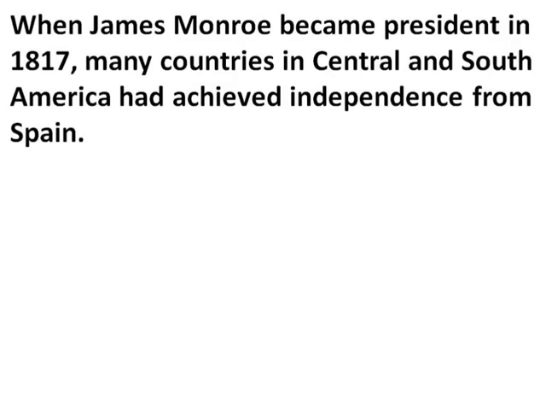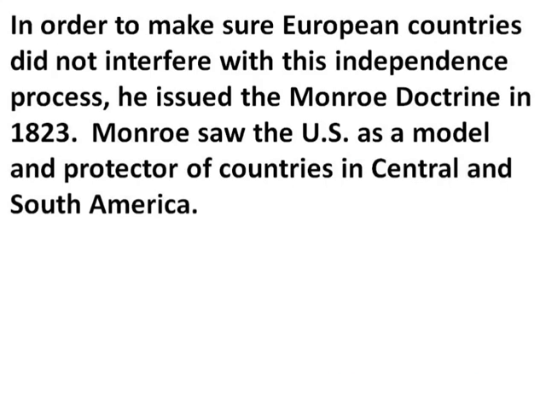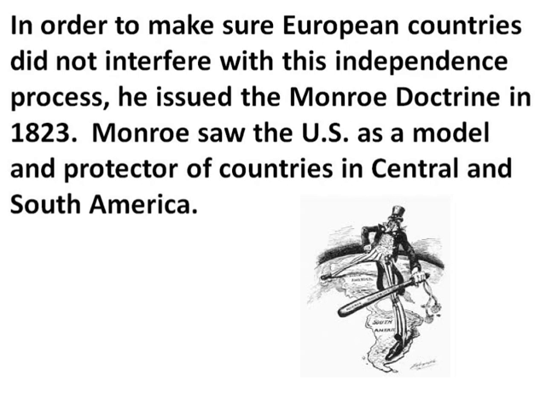When James Monroe became president in 1817, many countries in Central and South America had achieved independence from Spain. In order to make sure European countries did not interfere with their independence process, he issued the Monroe Doctrine in 1823. Monroe saw the United States as a model and protector of countries in Central and South America. Here you see a political cartoon of the United States protecting the Western Hemisphere.